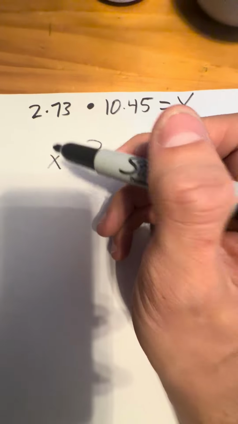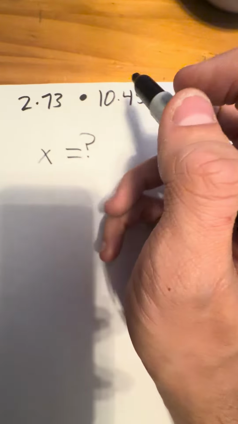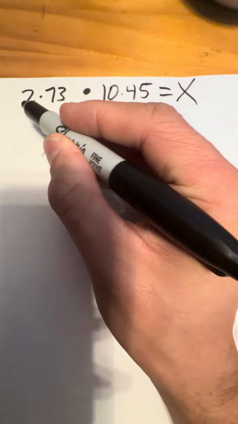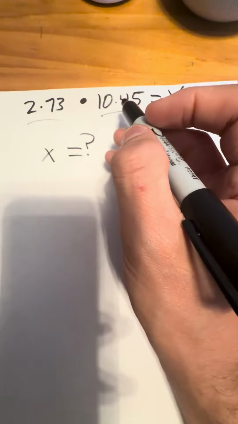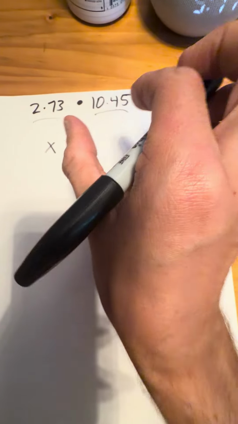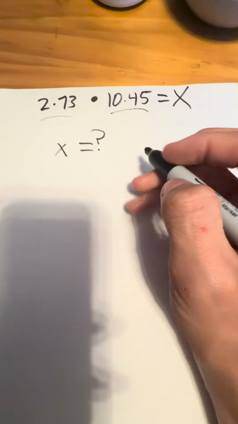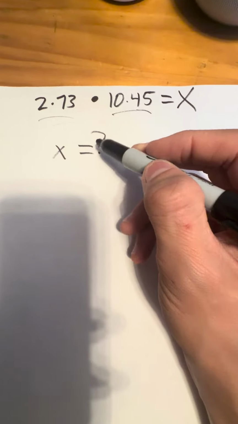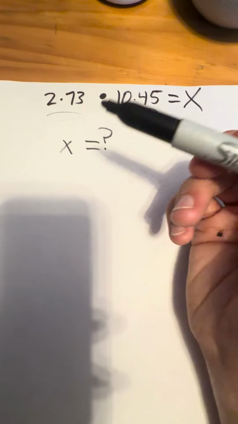To start this off, we're gonna want to just pick one of these little niblets and totally expand it and make it way easier to multiply. I'm gonna choose 10.45, since it's 10 more than 2 and 4.5 more than 7.3. I don't know, I just picked it.